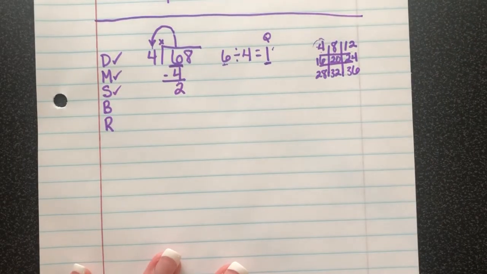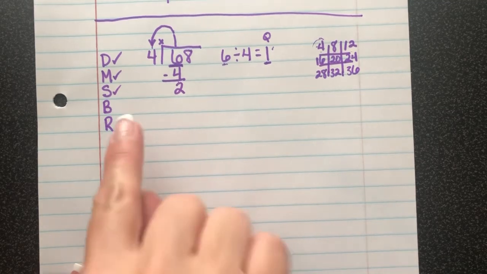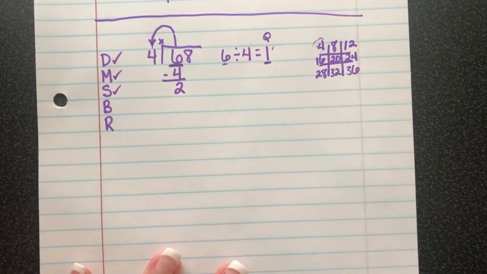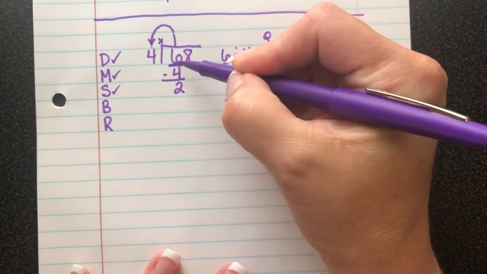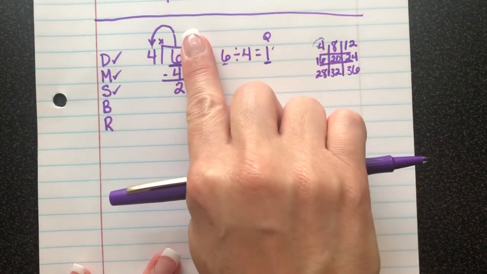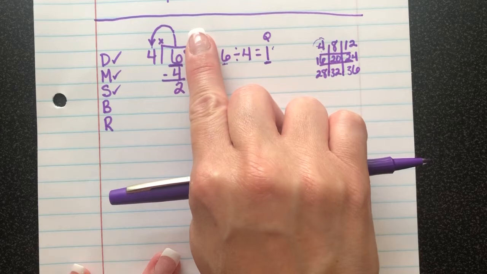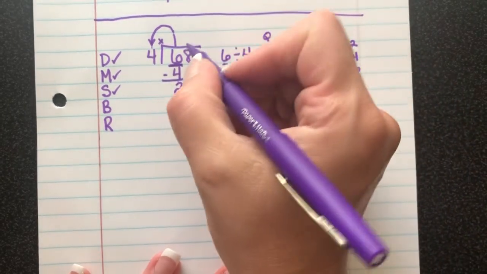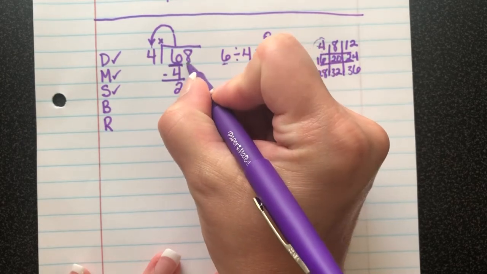We subtracted, okay? Now, the B is for bring down, okay? Here's what we're bringing down. So remember earlier I said to ignore that 8 and not use it yet? Well, now it's back into play and we need to use it. So we're gonna bring down this next digit.